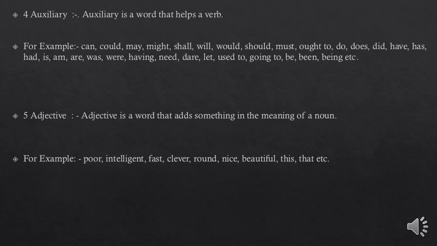Intelligent, fast. He is a very fast runner. Fast, clever, round, nice, beautiful, this, that, etc. These types of words are mainly used as adjectives. It is a word used to give the proper meaning or add something to the meaning of a noun. Then it is called an adjective.